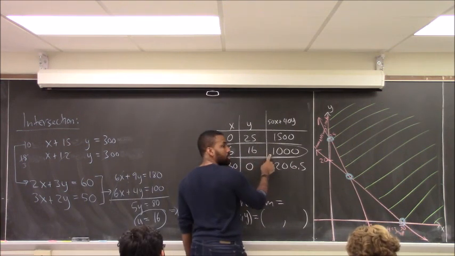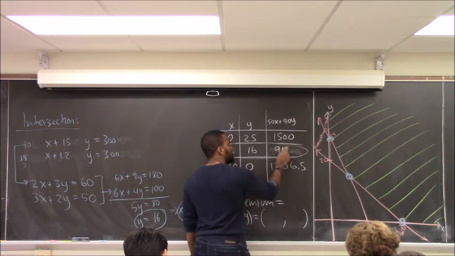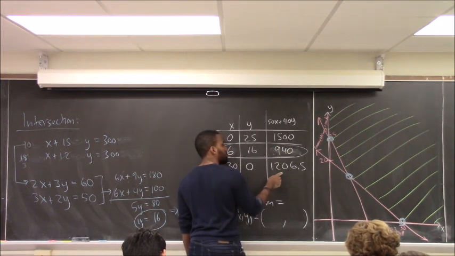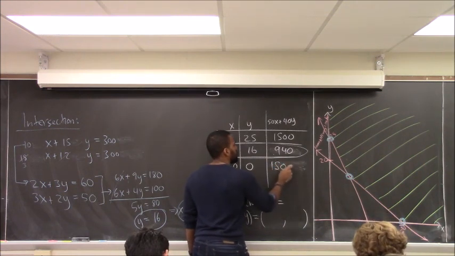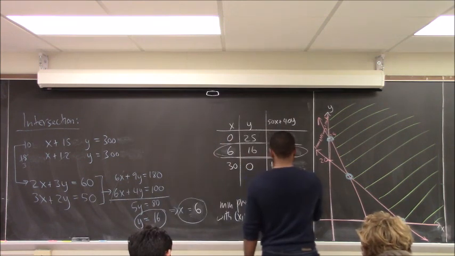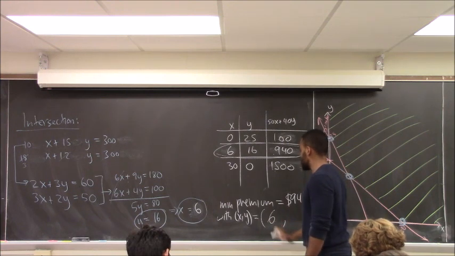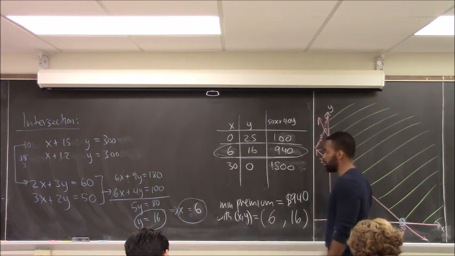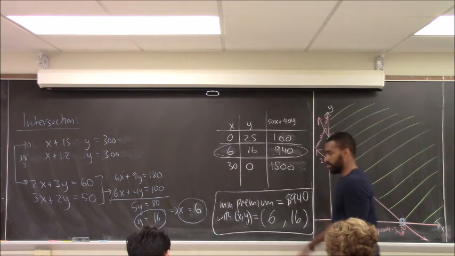For the bottom one, I got 1,500. And this is 940, yes. What did you get for the others? The bottom one was 1,500 and the top one is 1,000. Okay, so that's still the actual minimum, $940. And we get that by buying 6 units of policy A and 16 units of policy B.